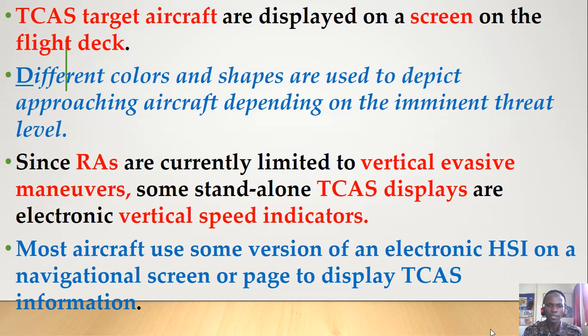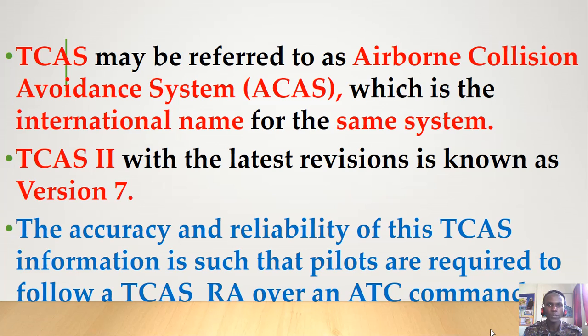Since RAs are currently limited to vertical evasive maneuvers, some standalone TCAS displays are electronic vertical speed indicators. Most aircraft use some version of an electronic horizontal situation indicator on a navigational screen or page to display TCAS information. TCAS may be referred to as Airborne Collision Avoidance System, which is the international name for the same system. TCAS 2 with the latest revisions is known as version 7.